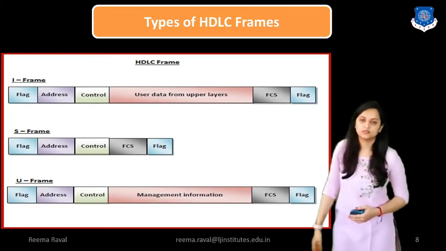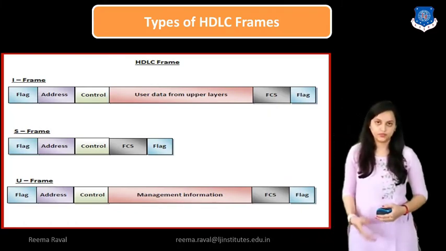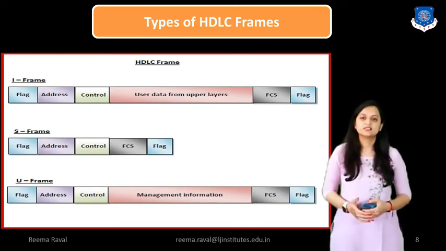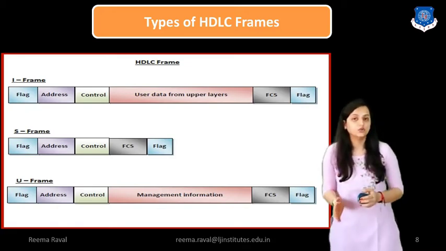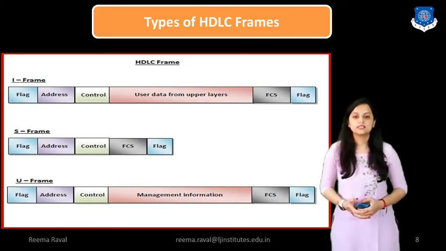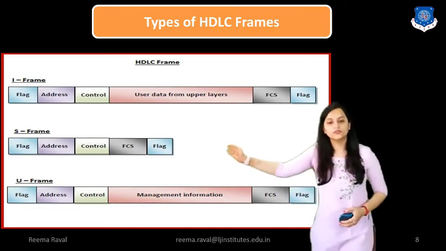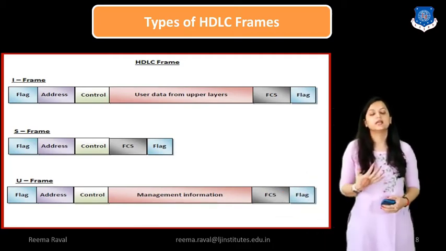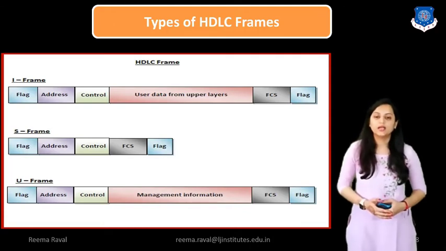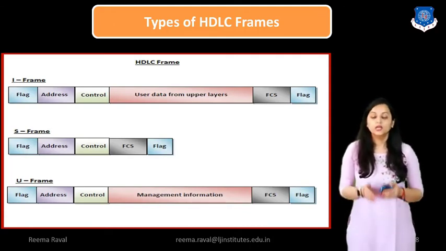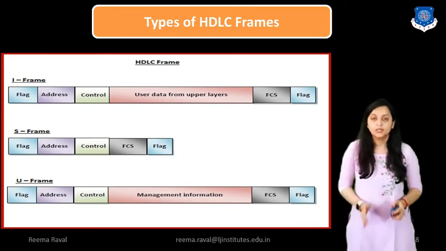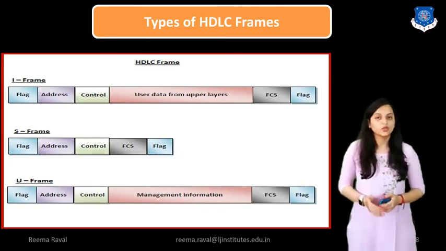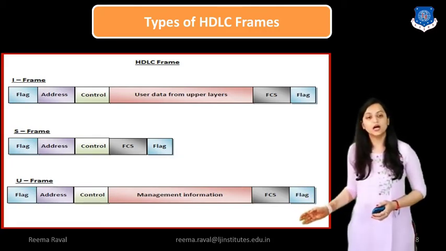The next field is the FCS. This is the frame check sequence. So FCS is for the checksum, or in short it is related to error detection. Next is the S-frame. Here in the S-frame, the first field is the flag field, the last field is the flag field, the second is the address field, the third is the control field, and then next is the FCS field. Here it has no user data field because this is a supervisory frame which does not contain any information. Okay. Next is the U-frame, which is the unnumbered frame.